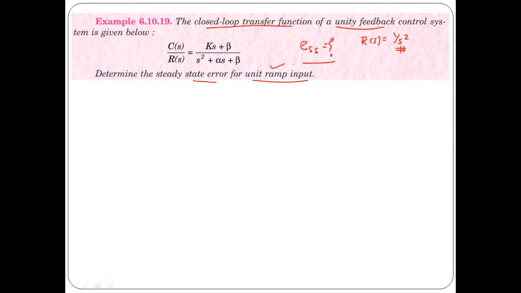So how to solve this? You can reply in the chat box also if you have any idea to solve this numerical. I think it is a very simple numerical where our objective is to find the value of steady state error for a system whose closed loop transfer function is given to us, that too a unity feedback control system, H of s is nothing but 1, and it is excited by a unit ramp input.